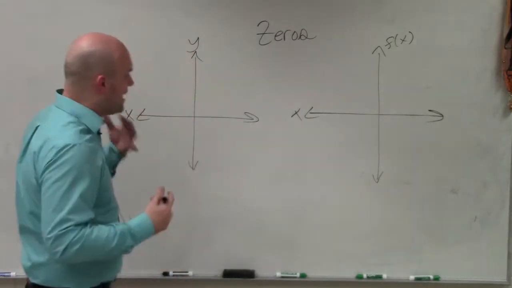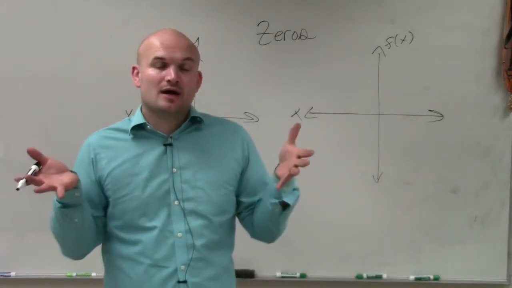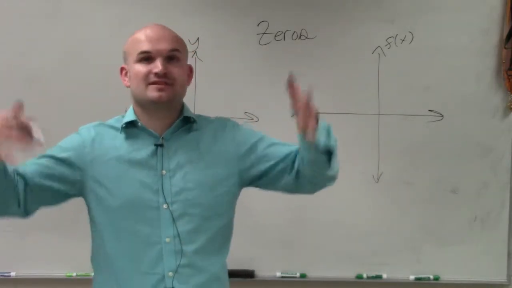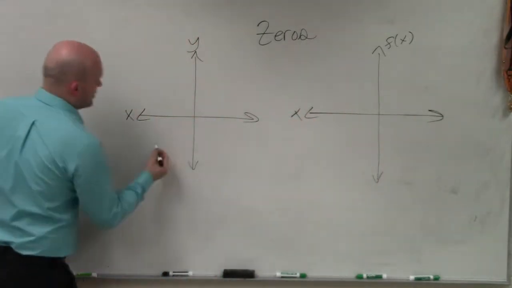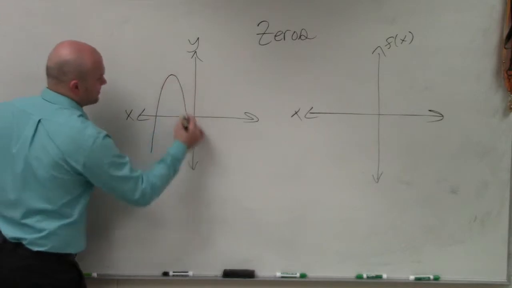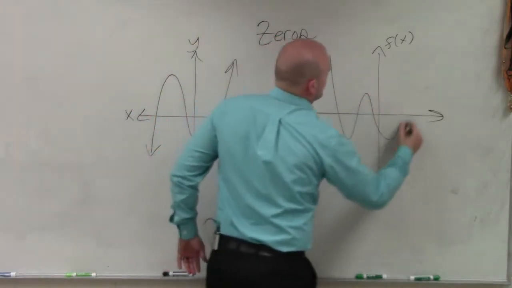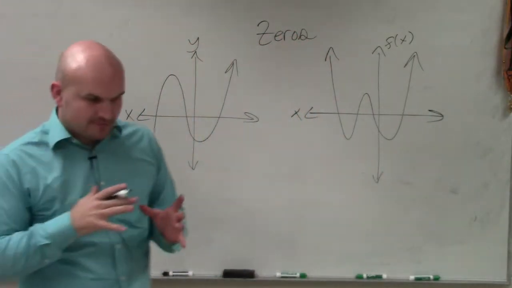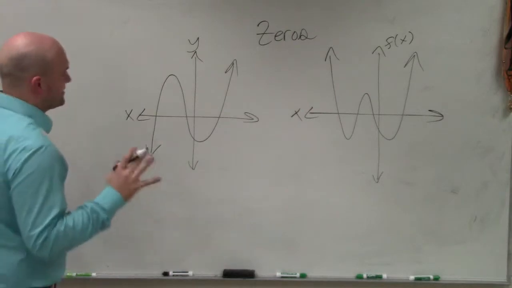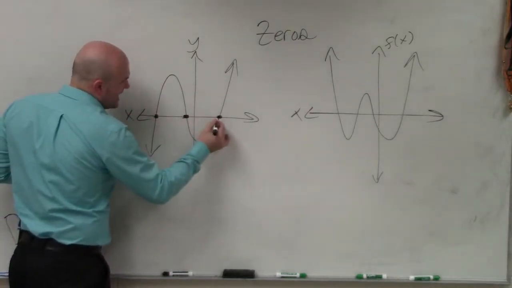Now, when we're dealing with polynomials, we're not just dealing with quadratics, which are parabolas. We're going to be dealing with polynomials that have certain degrees. So there's going to be multiple times where the graph is going to cross the x-axis. You can have something like that, and then you can have something that looks like that over there.